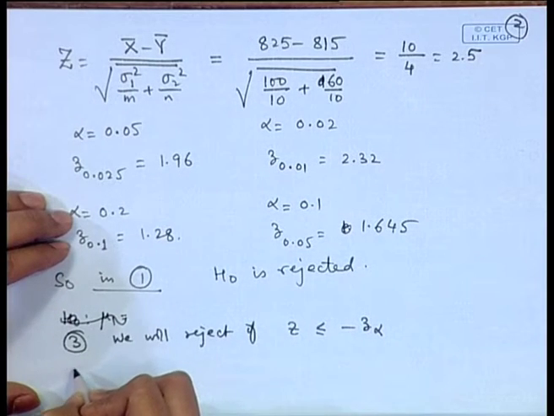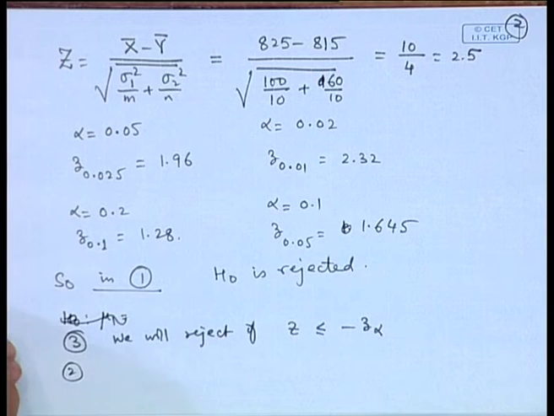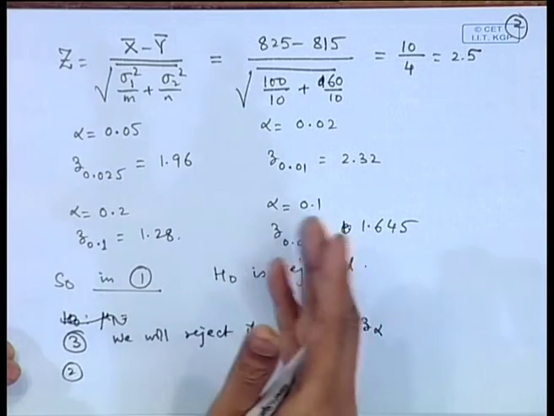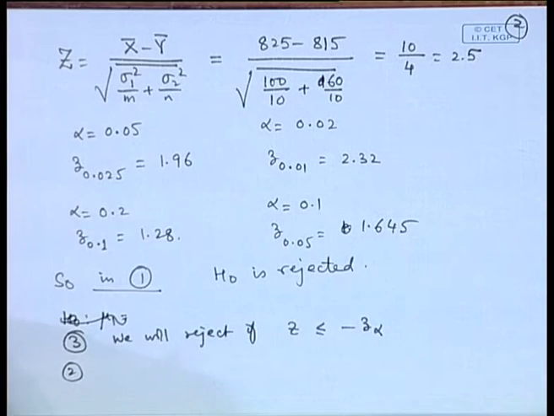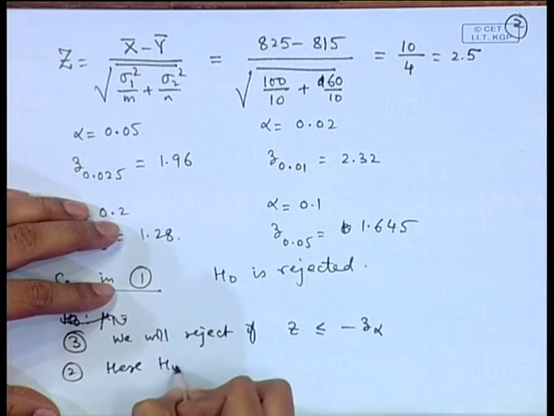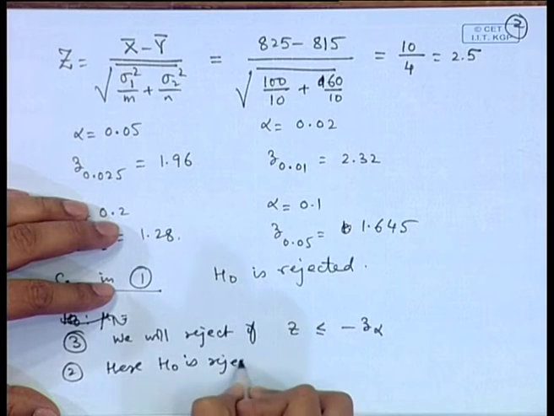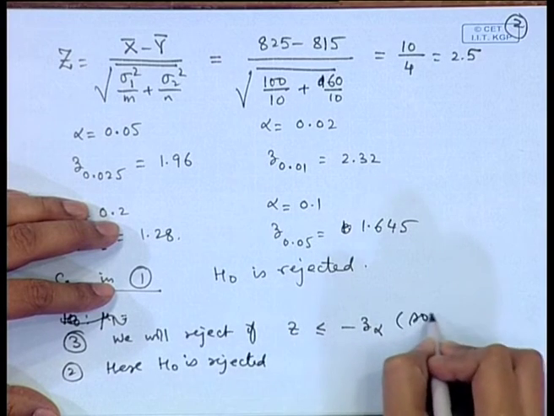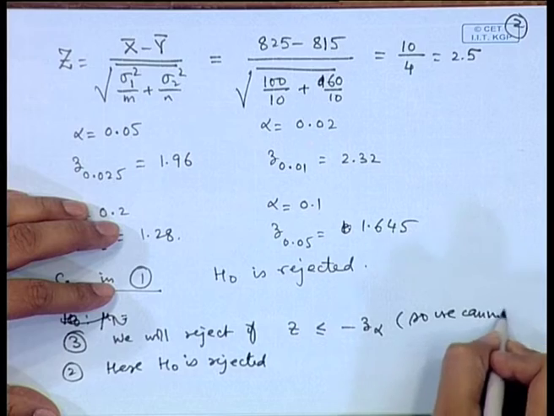On the other hand, if we look at problem 2, we have to reject when z is greater than or equal to some z alpha. So it will always be satisfied, that means it is always rejected. That means, mu 1 greater than mu 2 is a strong conclusion. So, here H naught is rejected. And in the other case, we cannot reject.